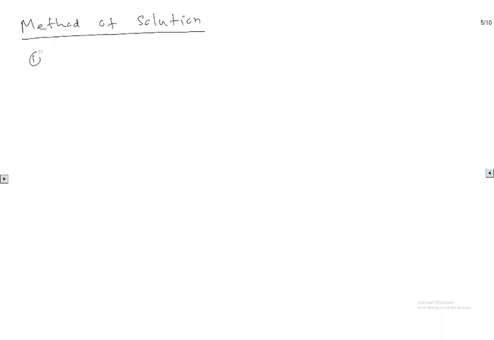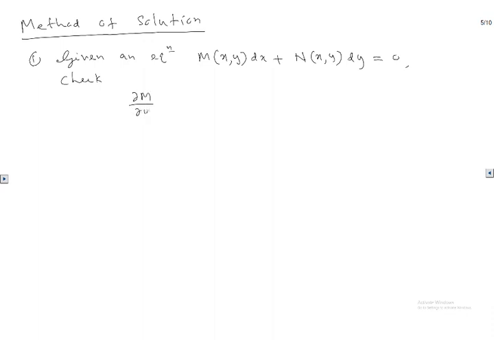The first step: given an equation M(x,y) dx plus N(x,y) dy equals 0, we can check whether ∂M/∂y equals ∂N/∂x. So that's the checking part. We can check whether this is the case.